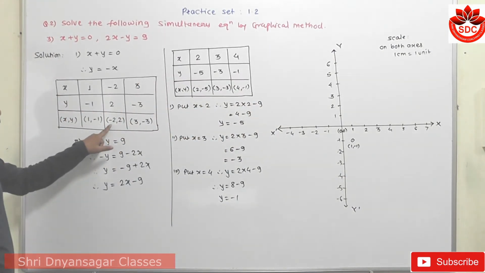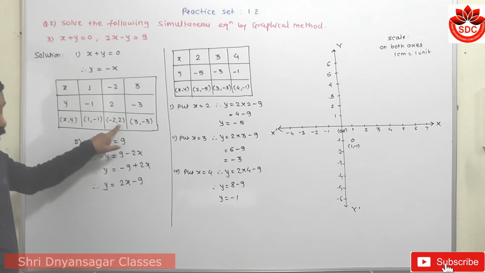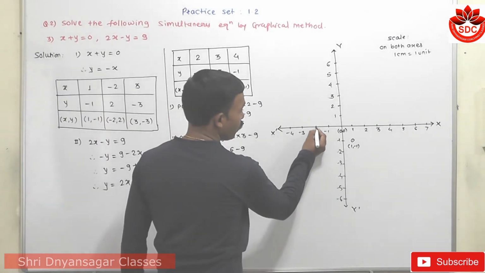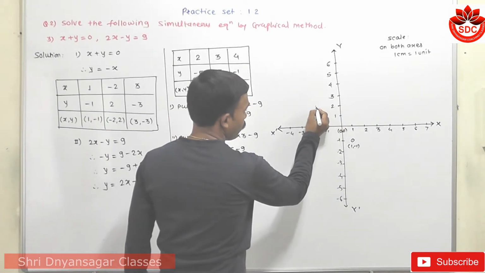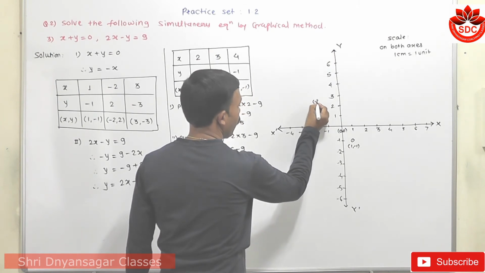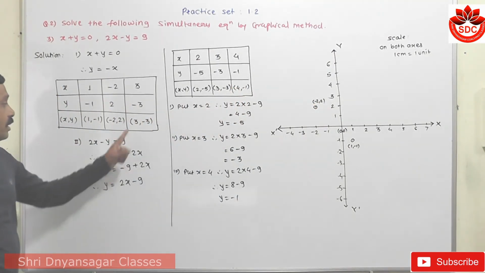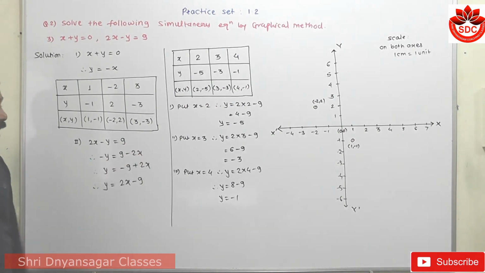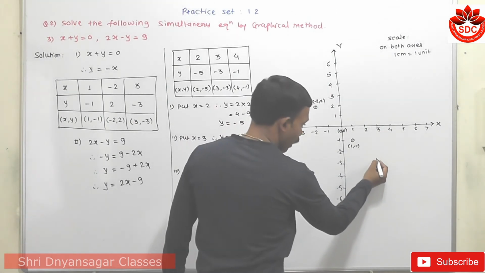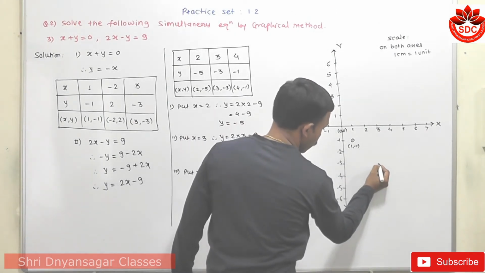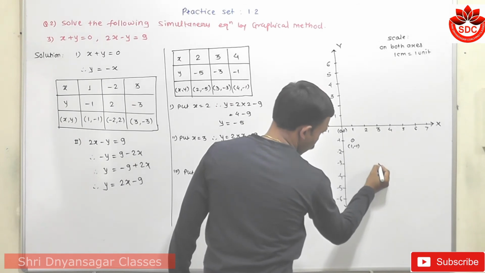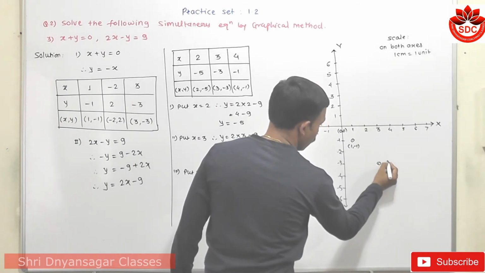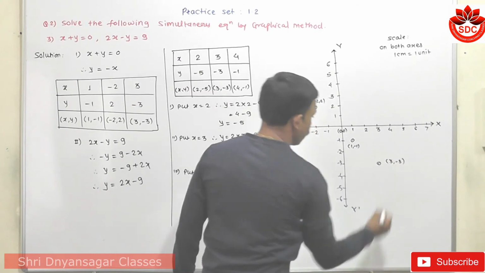Then the next one is minus 2 and 2. Minus and plus lies in the second quadrant. So minus 2 and 2 lies in the second quadrant. This is our coordinate minus 2 and 2. Then the next one is 3 and minus 3, which also lies in the fourth quadrant. This is 3 and this is minus 3. Here I will write 3 and minus 3.